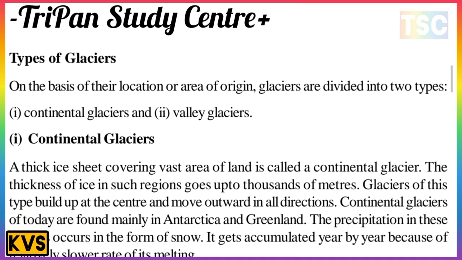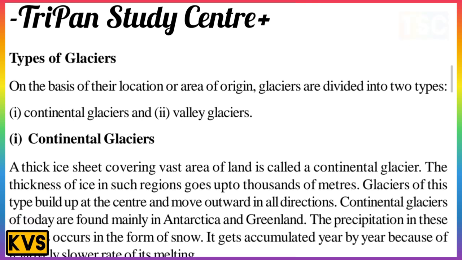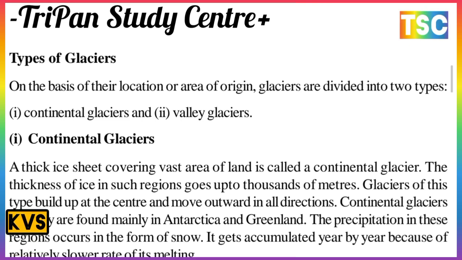A thick ice sheet covering a vast area of land is called a continental glacier. The thickness of the ice in such a region goes up to 1,000 meters. Glaciers of this type build up at the center and move outward in all directions. Continental glaciers of today are found mainly in Antarctica and Greenland.